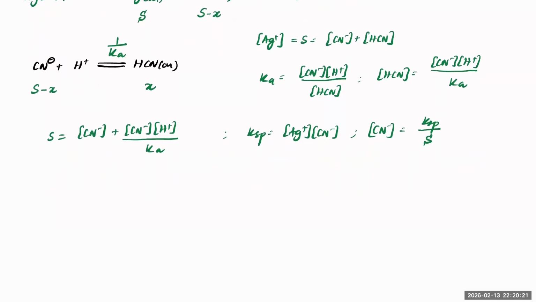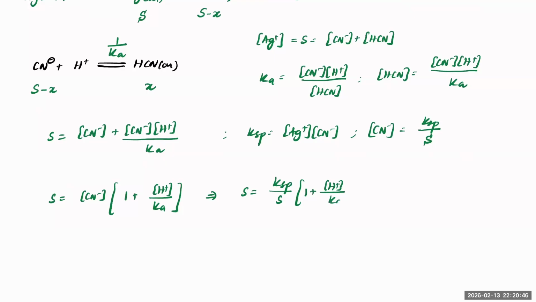Now let's substitute this value back here. So what would I get? Solubility S is equal to the CN- concentration, which is coming out to be common, times 1 plus H+ concentration by Ka. That implies S is equal to Ksp by S into 1 plus H+ concentration divided by Ka.